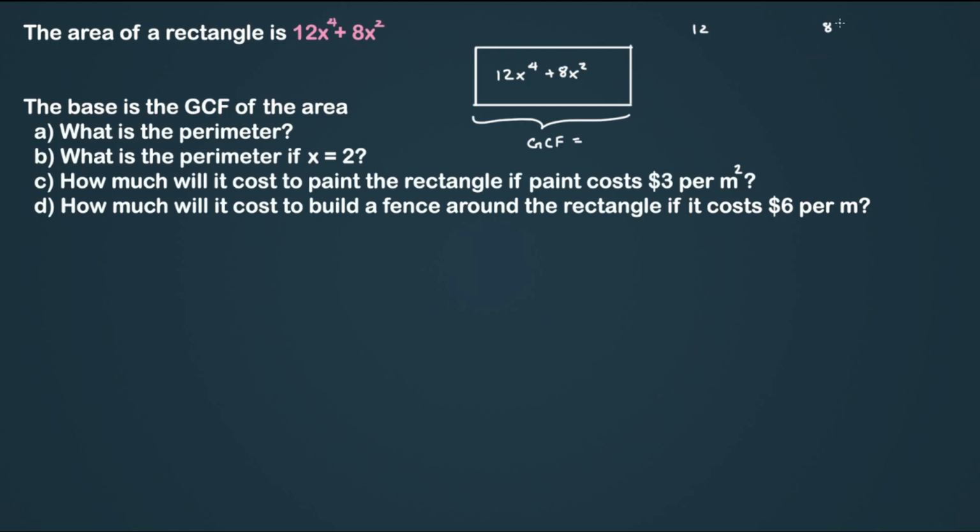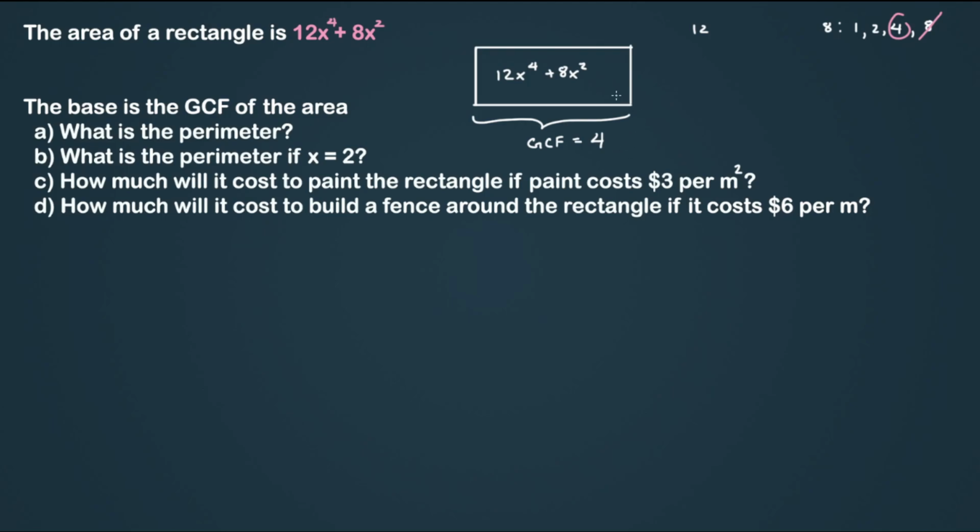So we have to find the factors for 8. We've got 1 and 8, and we've also got 2 and 4. These are my factors of 8. We already said that 8 is not the GCF. So let's try 4. Is 12 divisible by 4? It is. So 4 is the GCF of the coefficients. So my GCF is going to start with the number 4.